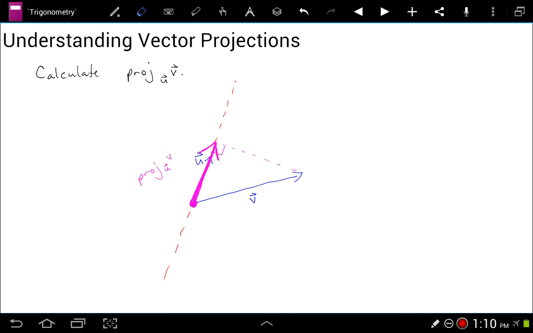Alright, so I hope that makes sense. You can probably see that you can start to use some basic vector and right triangle trig to actually calculate that vector, and you can probably search my videos and find another one for that.